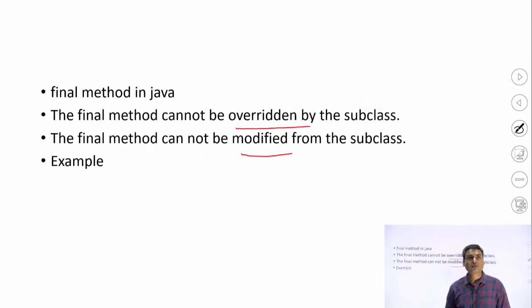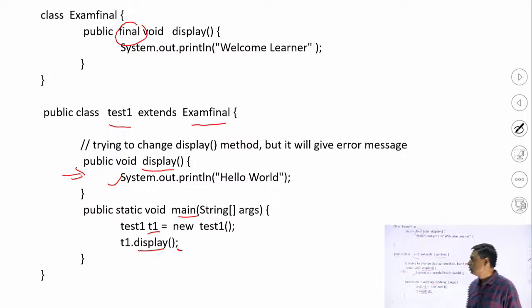Next I talked about the final method. I discussed that a final method cannot be modified. So we have a class ExamFinal, then we have a class Test1, and we extend the class ExamFinal. Now we try to modify this display function, but you cannot modify it. Why? Because it is defined as final. It will give the compiler error.